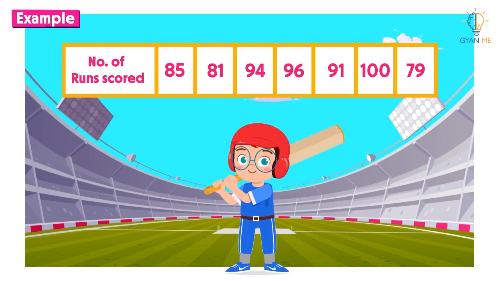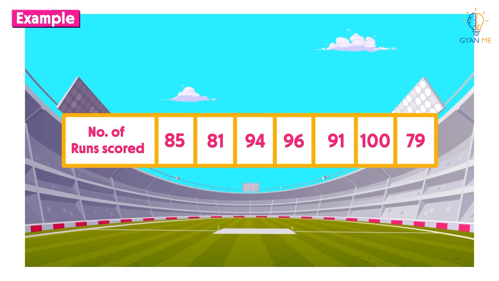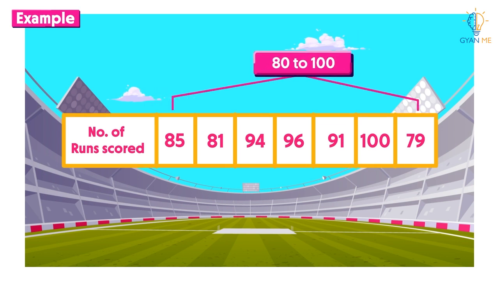Observe this set of runs scored by a cricketer in 7 matches. Here, if we observe, all the observations are in a narrow range of 80 to 100. So for such kind of data, mean would be a good representative.